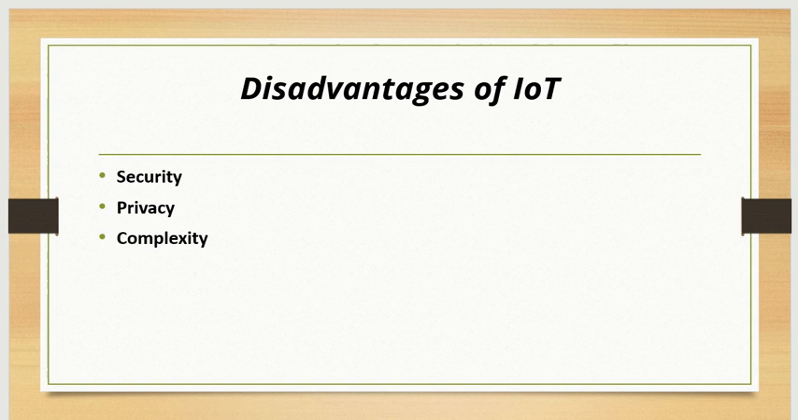If there is a lack of privacy, this information may be sent to third parties or even sold for advertising purposes. The last one is complexity. The IoT can become quite complex due to the integration of various devices, networks, and data processing components. This complexity can lead to challenges in terms of setup, maintenance, and troubleshooting. These are the disadvantages of IoT.